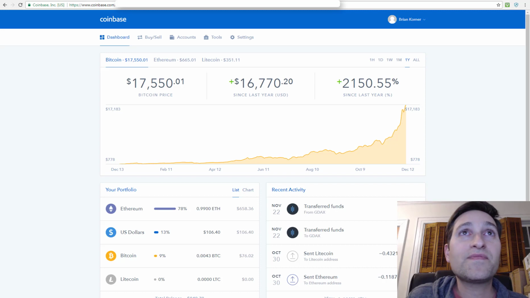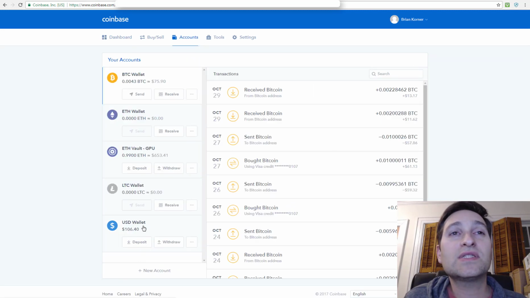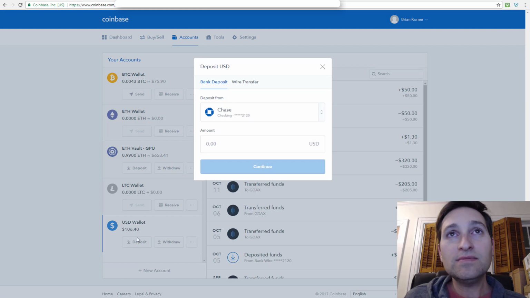So let's go about looking at how to go about doing it that way. The other way is a credit card, but first let's go about doing it this way. So we click on accounts, and then you click on USD wallet. You see currently right now we have $106.40 in our wallet. So you click on deposit.